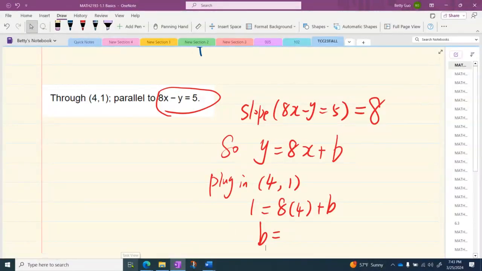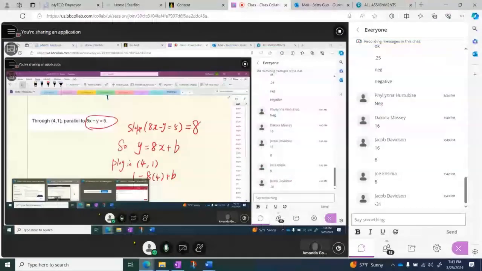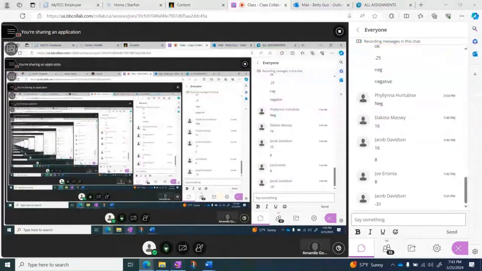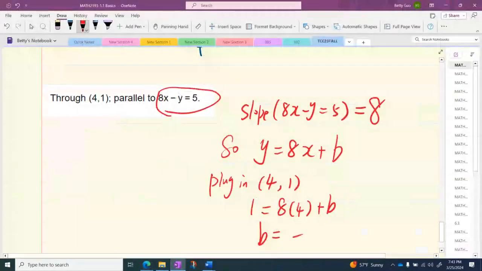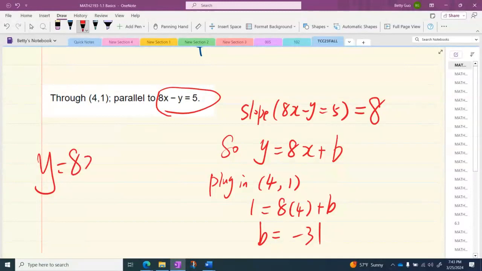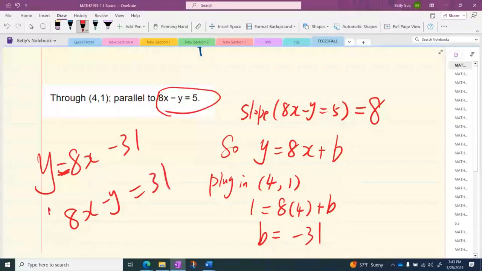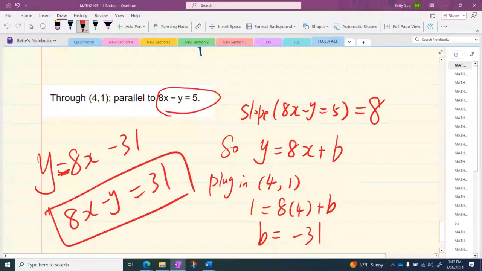Do you have negative 31? Awesome. So the equation is going to be y equals 8x minus 31. However, you do not enter this in the cell. You are going to enter 8x minus y equals 31 because that's the standard form.